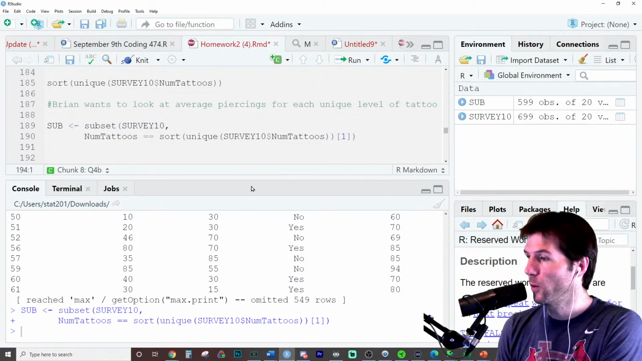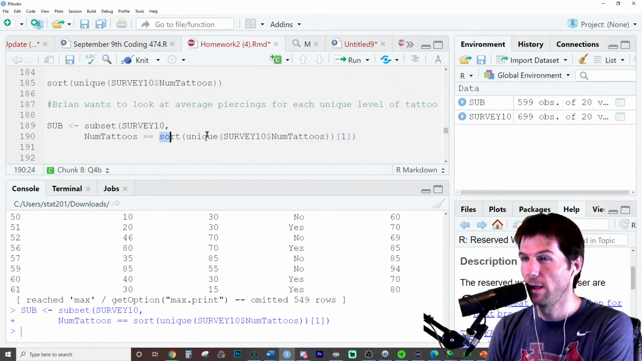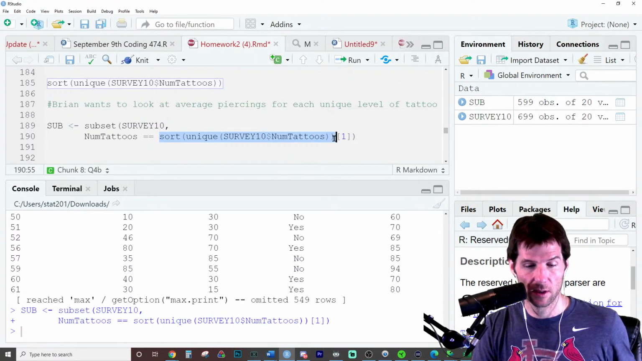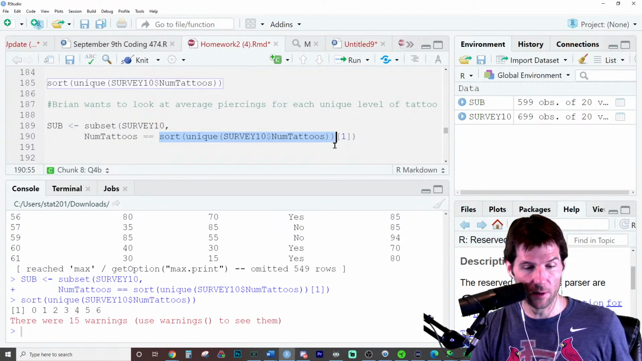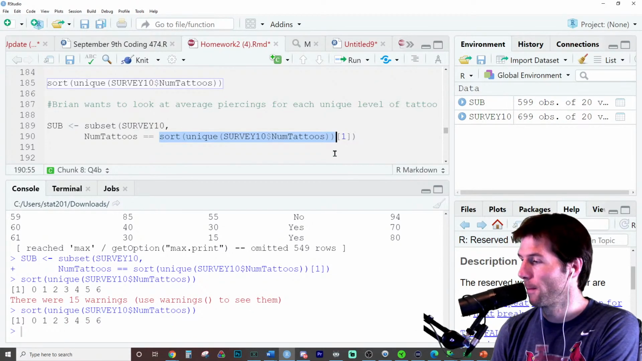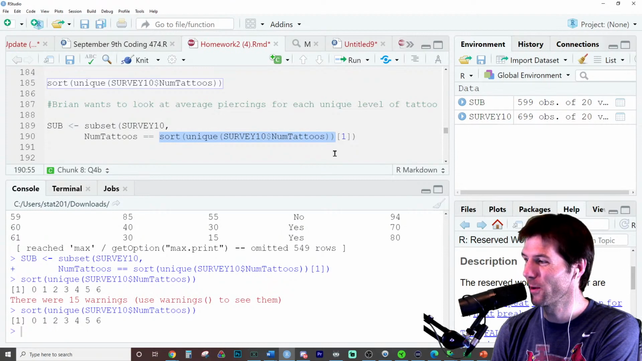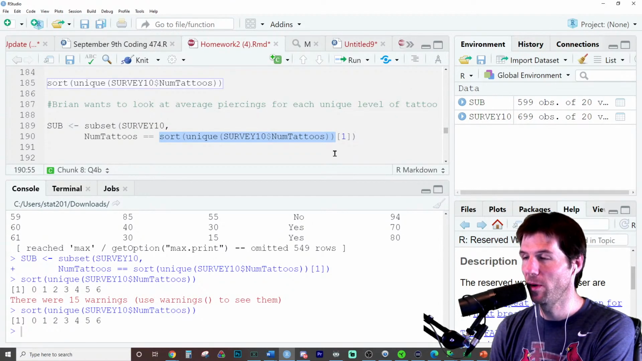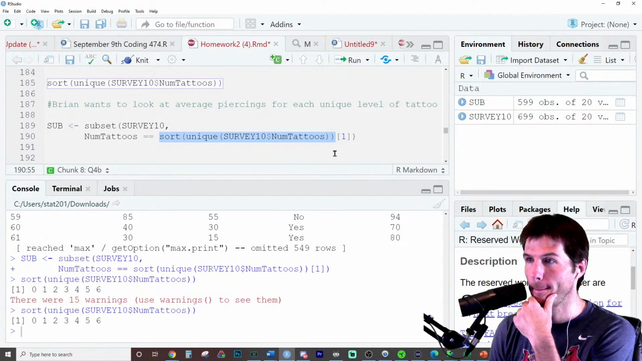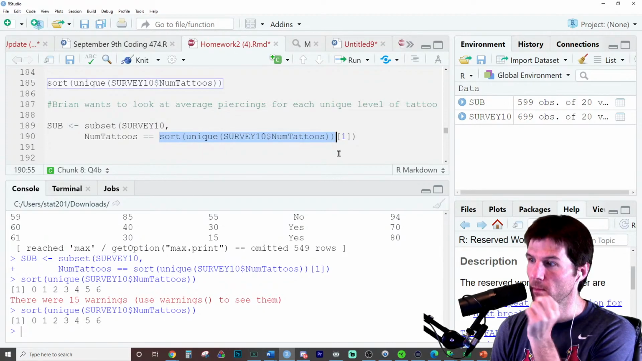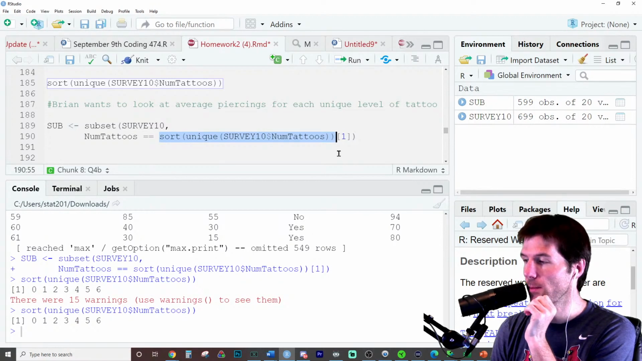Brian took all the people who have how many tattoos? And I'll give you a hint if you look at this. Brian took all the people who have how many tattoos right now? This is a subset of all the people who have how many tattoos?